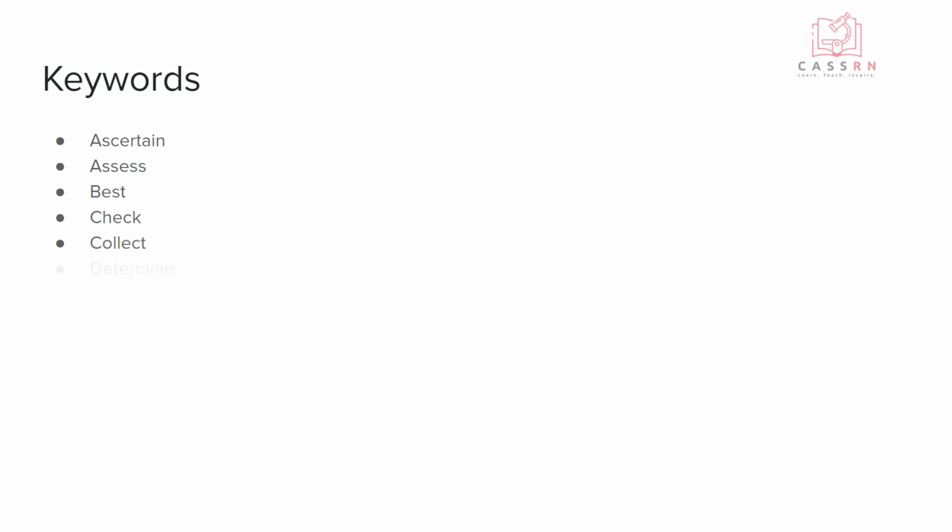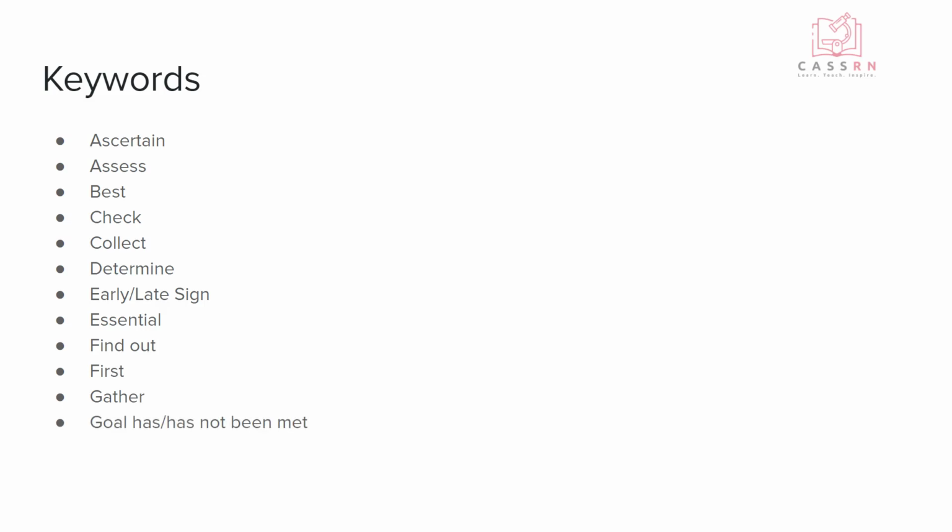To collect or determine. An early or a late sign of a disease is also something that I've seen a lot. So an early sign would be early onset, or a late sign would be something where this disease has progressed more. Essential, find out, first, gather, the goal has or has not been met. To identify, an immediate action that a nurse might need to take. Initial, again meaning first. To monitor, which would be the most, and you're usually going to say something like most appropriate, most important, or most likely.